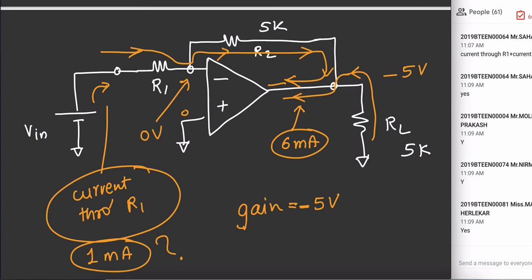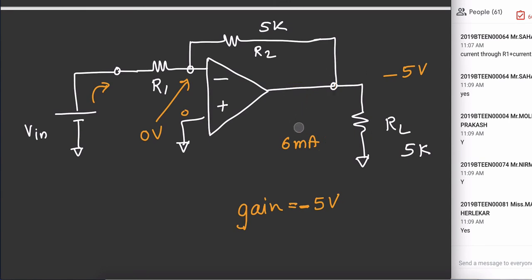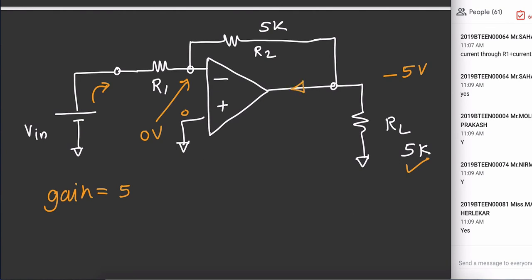Okay. Now let me write here. Just a minute. Let me rub out this. Let me ask a question to you. Asking a question is good because then it helps us to make our own opinions. So the first data given is gain equal to 5. RL is 5K. And this current is given to be 4 milliampere.